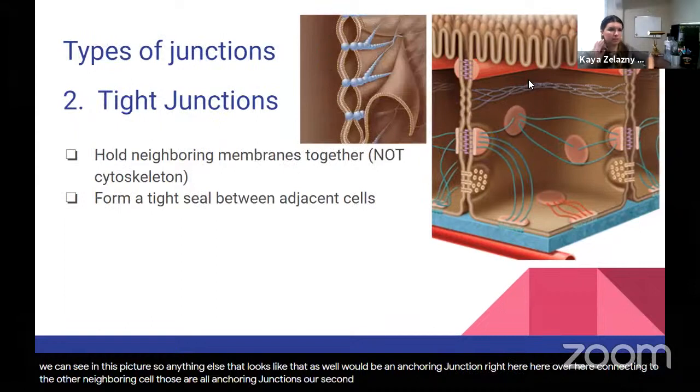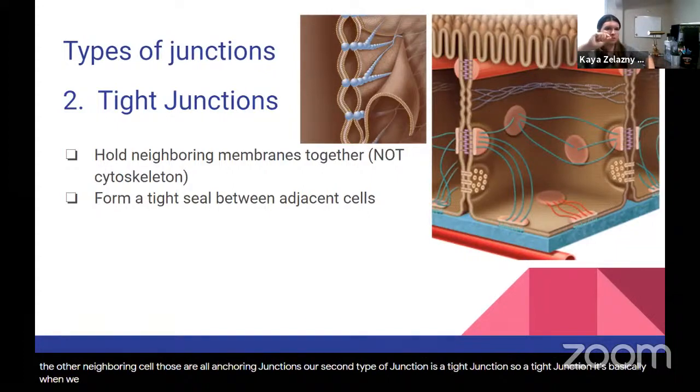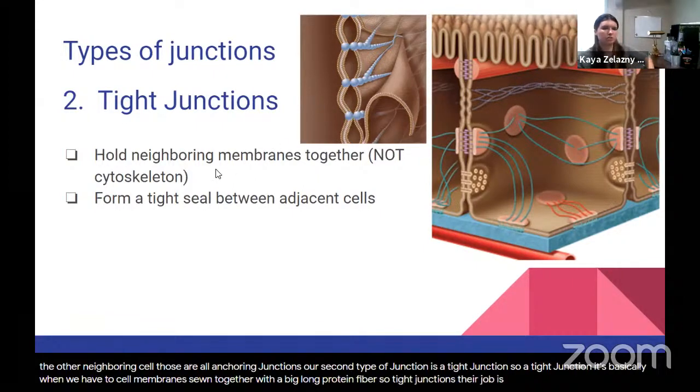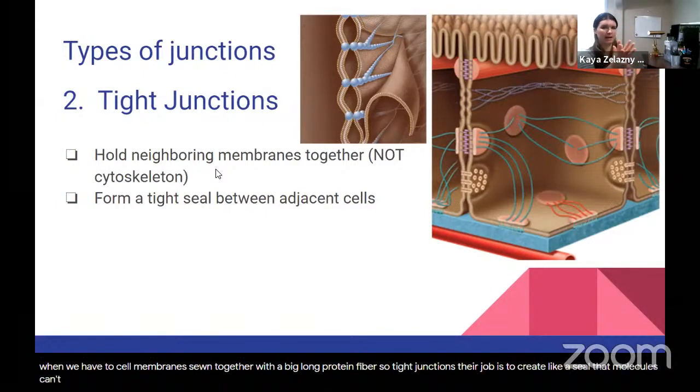Our second type of junction is a tight junction. A tight junction is basically when we have two cell membranes sewn together with a big long protein fiber. Tight junctions' job is to create a seal that molecules can't pass.